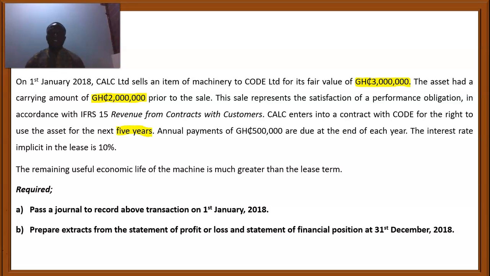Annual payments of 500,000 Ghana cedis are due at the end of each year. The interest rate implicit in the lease is 10%. The remaining useful life of the machine is much greater than the lease term. We are required to pass a journal to record the above transaction on 1st January 2018, and then also prepare extracts from the statement of profit or loss and statement of financial position at 31st December 2018.